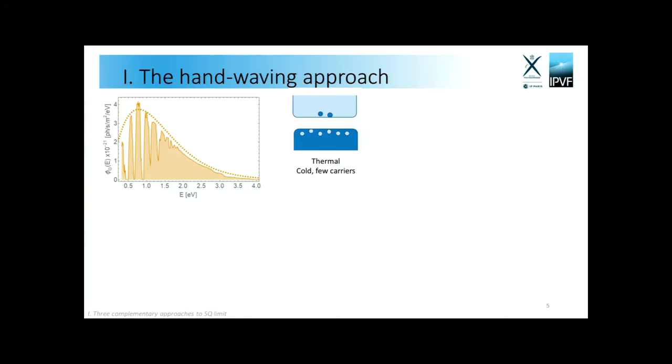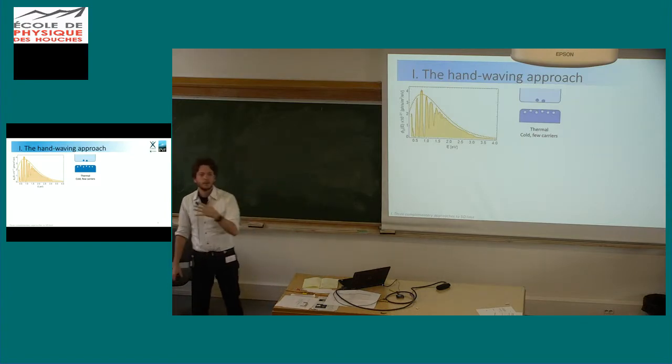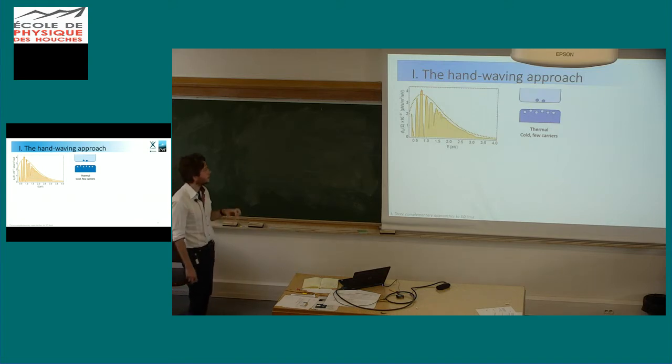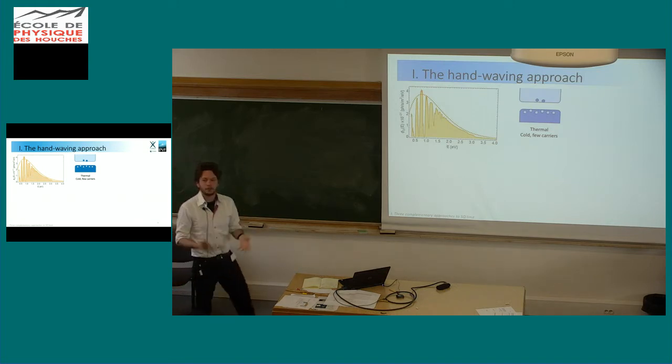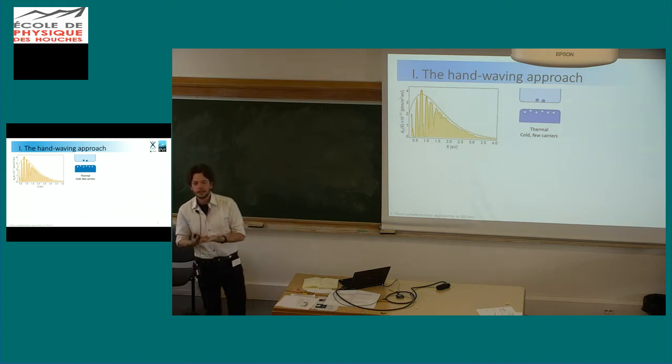So let me go back to the Shockley-Queisser limit. The first approach I'd like to give, and there again, I'm really just paraphrasing what Uwe already presented and Jean-François mentioned. The first one would be the hand-waving approach. So what happens when you try and convert solar energy into electricity?